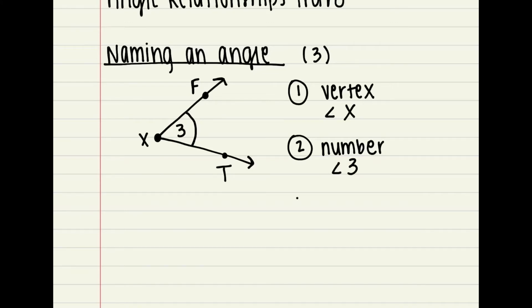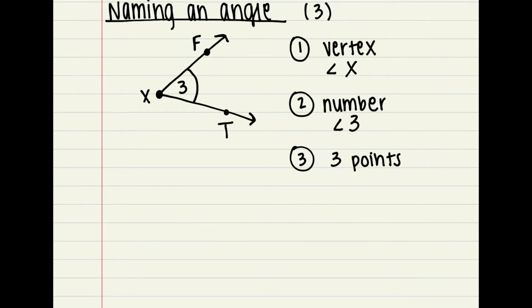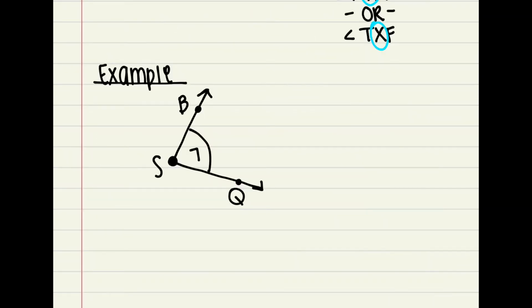And the third and final, and usually the most specific and the best way to name an angle is by 3 points. So I can name this angle FXT, or I can go the other way and start with T, go to X, and then to F. Both are fine, both mean the same thing. If you notice, that vertex is in the very middle, so just make sure that happens if you're using the 3 letters.